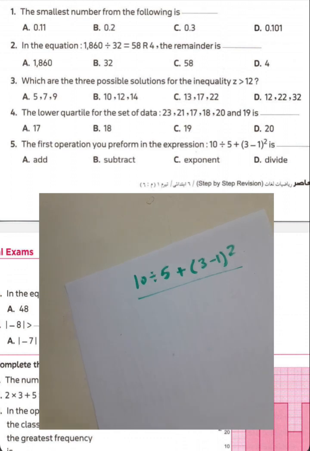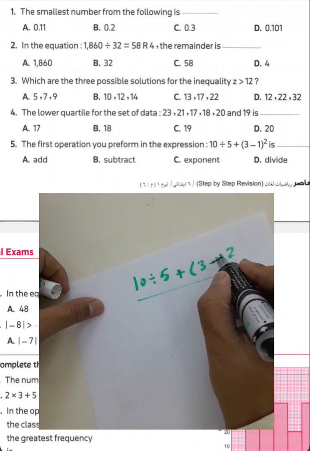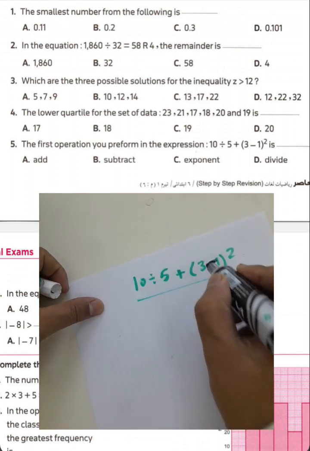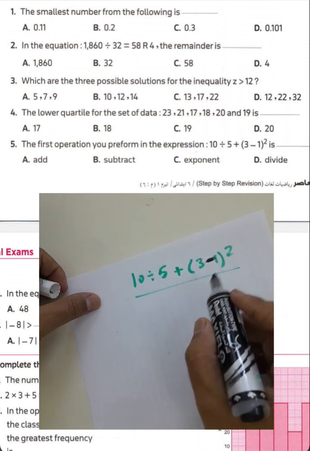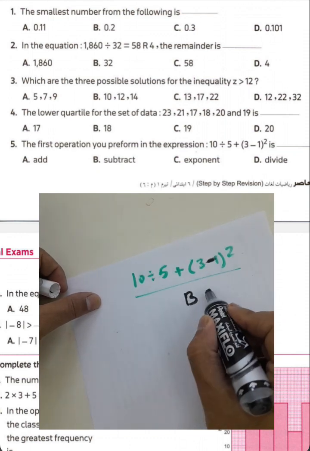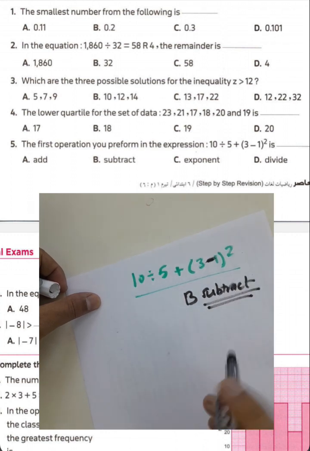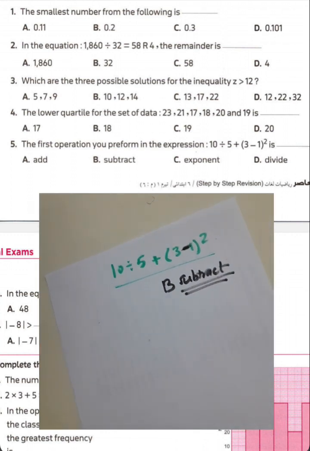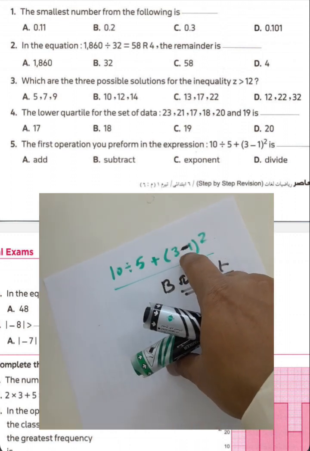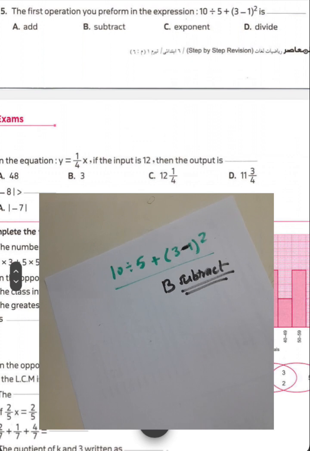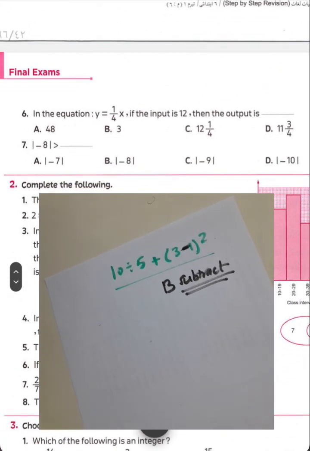So we will solve the first operation in parentheses. Here it will be the difference, or subtract. Choose letter P. We used subtract here. To find the difference between numbers, use subtract first. The operation here is subtract. Next question, question 6.